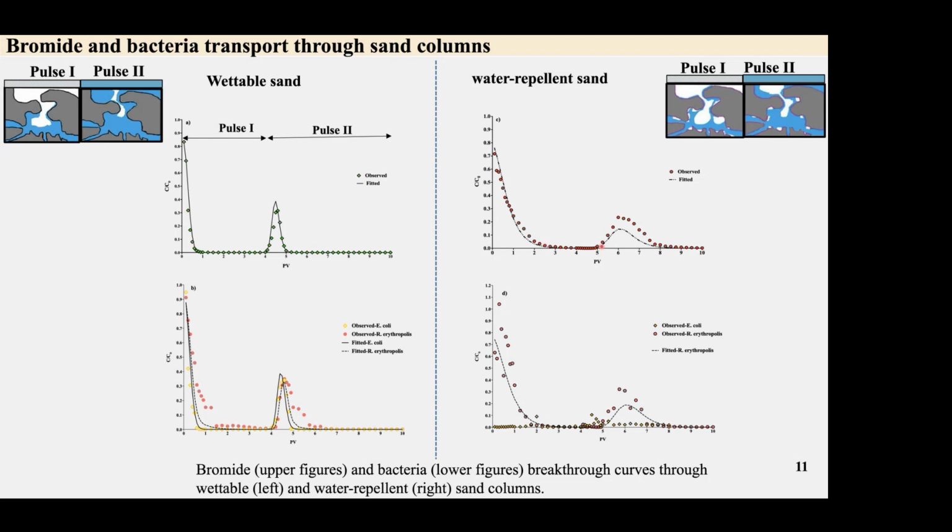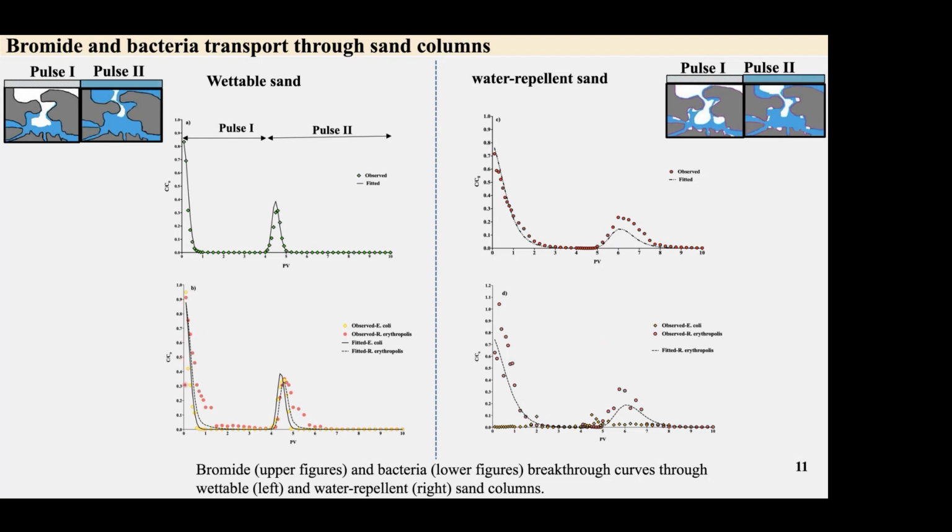One interesting point was that after changes of water repellency state in the soil, the model was not able to predict or capture the falling slope for bromide. So we optimized hydraulic properties using bromide transport, and then included them for bacterial transport. Here we have bacterial transport through wettable sand, and here through water repellent sand columns.